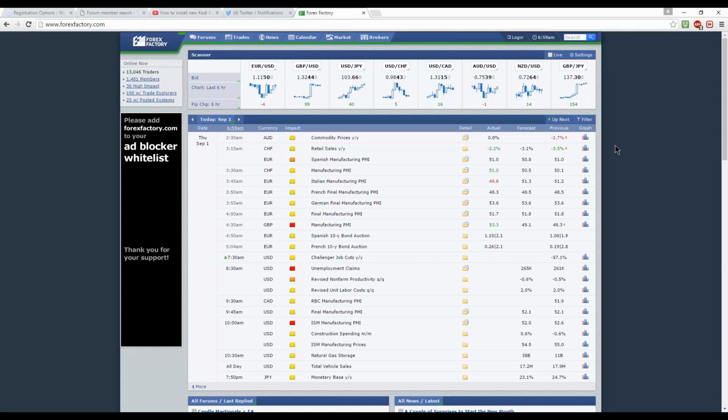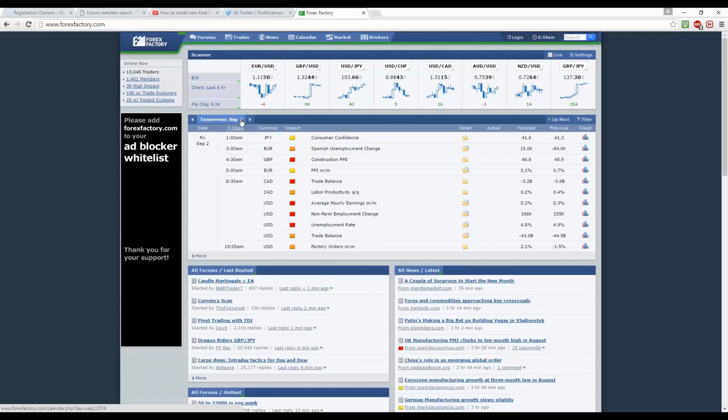Looking at what we have here, we know that tomorrow we have non-farm payroll. Let's take a quick look at that. And you'll see the New York session is loaded with a lot of high volatility market drivers. We have some things for CAD too, so dollar will be pushed around a lot tomorrow.